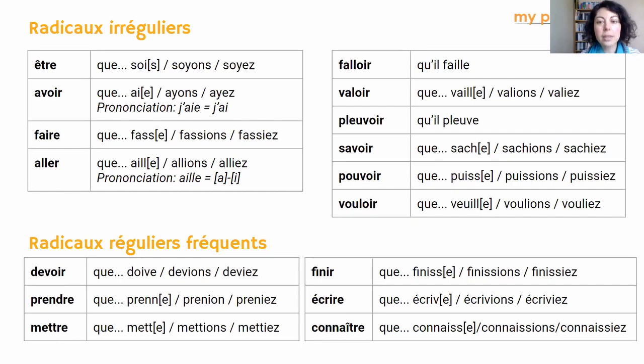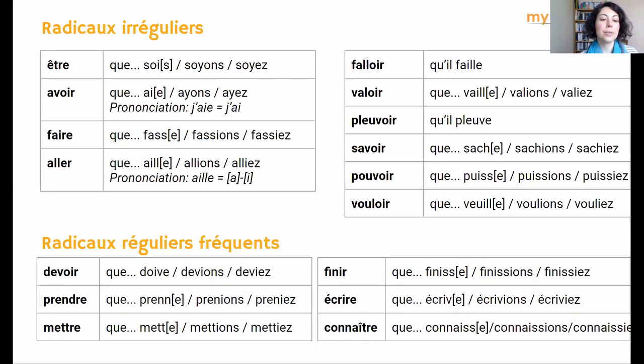Falloir, qu'il faille. Valoir, que je vaille, que nous valions, que vous valiez. Pleuvoir, qu'il pleuve. Je ne crois pas qu'il pleuve maintenant, par exemple. Savoir, que je sache, que nous sachions, que vous sachiez. Pouvoir, que je puisse, que nous puissions, que vous puissiez. Vouloir, que je veuille, que nous voulions, que vous vouliez.